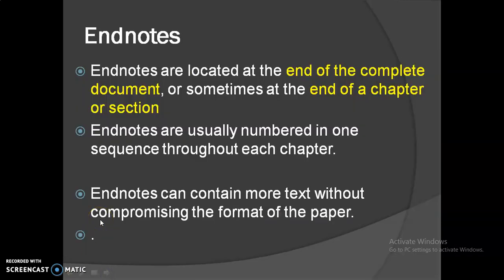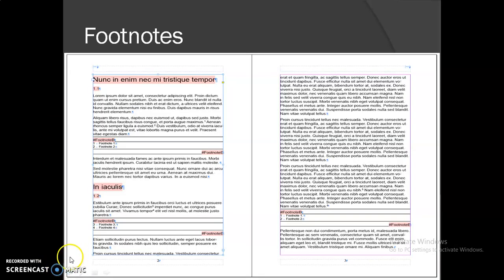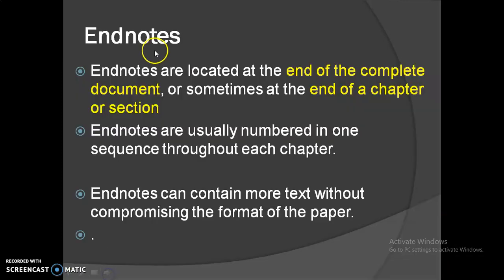Next is endnotes. Endnotes are located at the end of the complete document, or sometimes at the end of a chapter or section. So that's the basic difference between a footnote and an endnote. Footnotes are at the bottom of a page, and endnotes are placed at the end of the complete document. It could even be a chapter or module or a section, or sometimes even the end of the textbook.